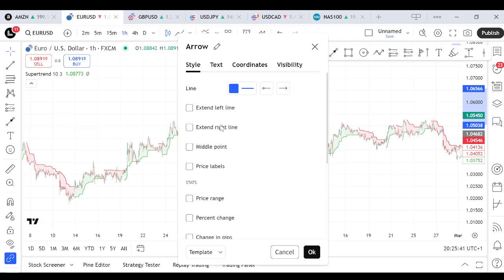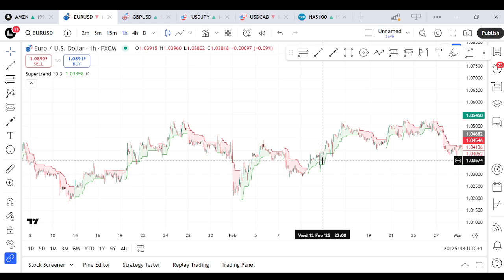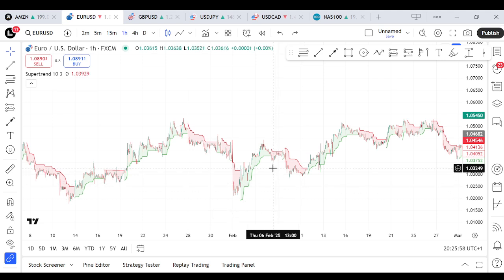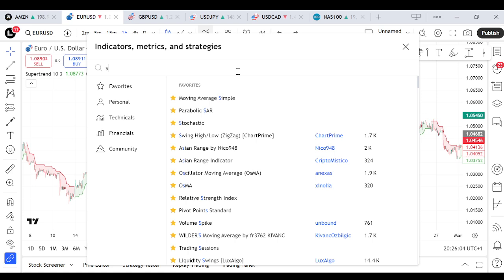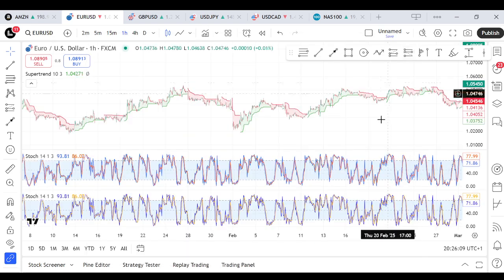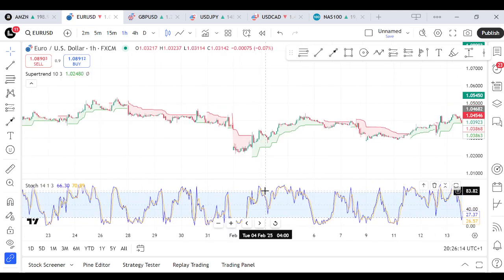Next, we have the Stochastic Oscillator, and this indicator measures momentum in the market by comparing the current closing price to recent highs and lows over a set period, typically 14 periods. So let me quickly add the stochastic. Okay, this is the Stochastic Oscillator.